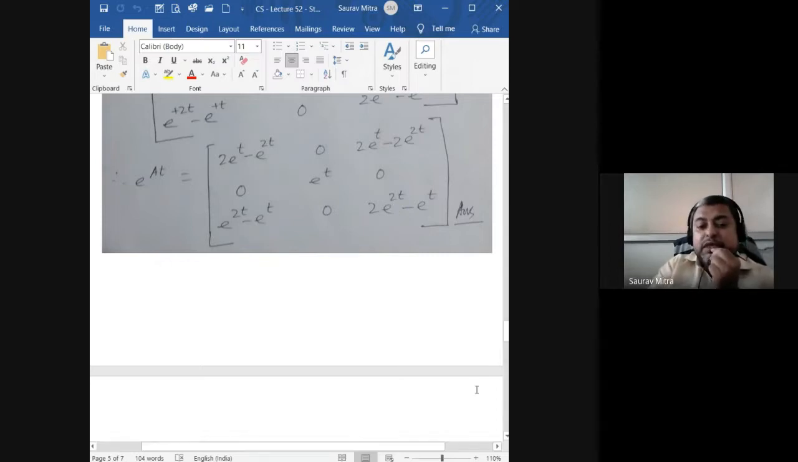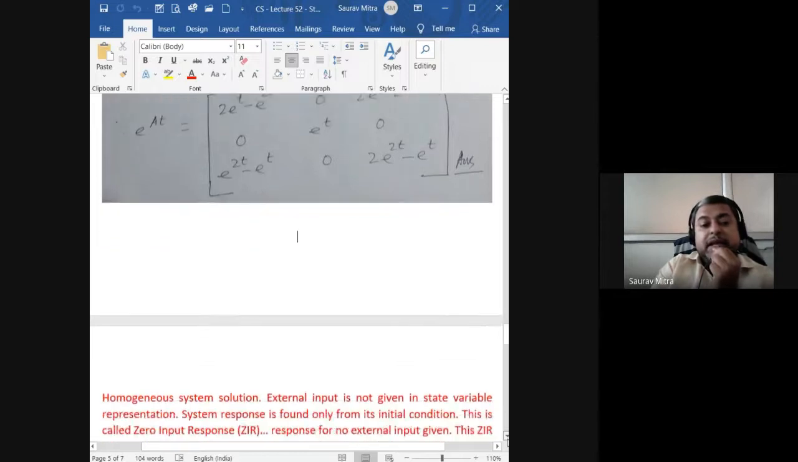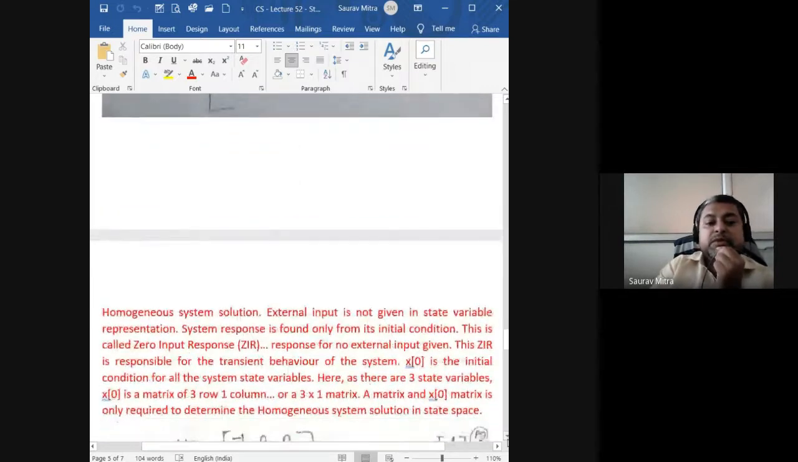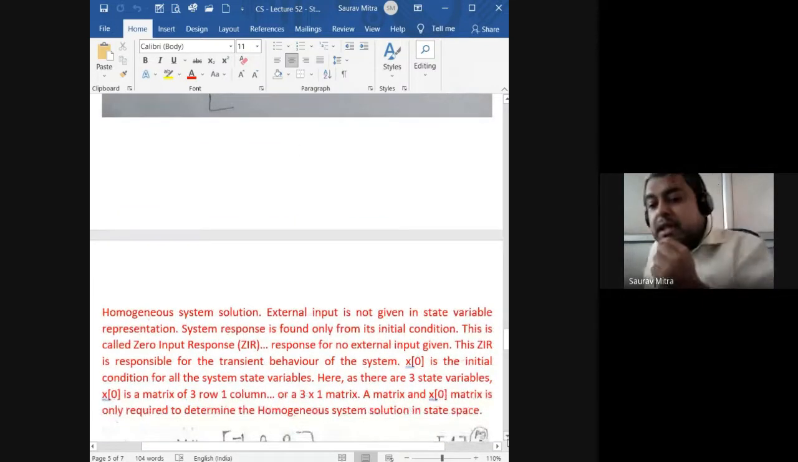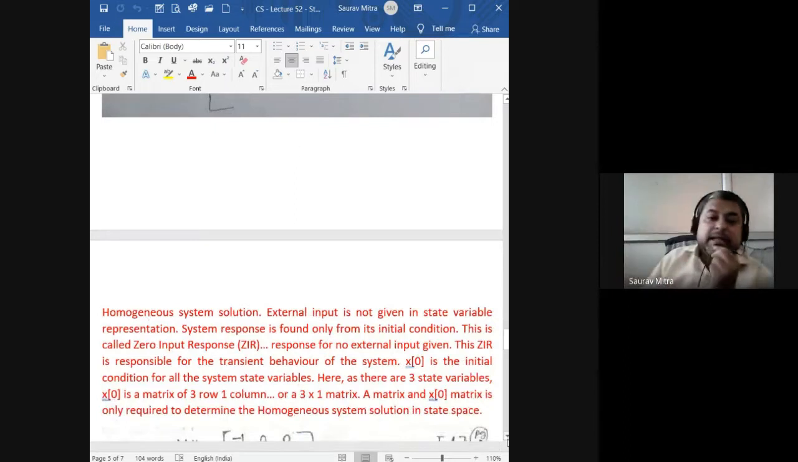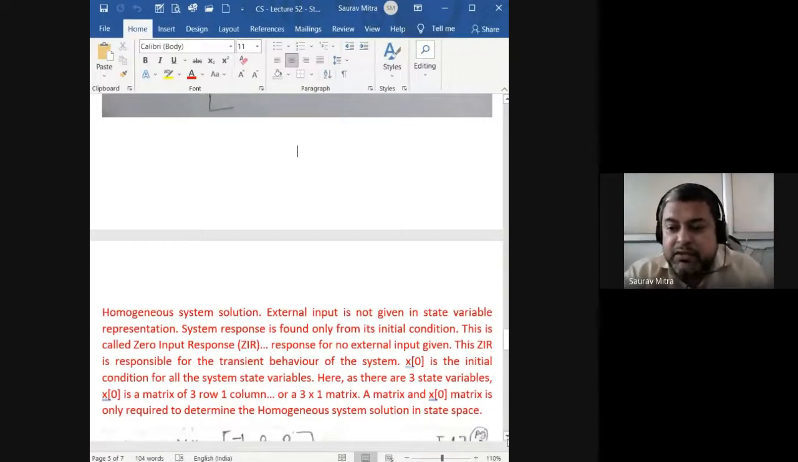Now I am moving to the solution of the homogeneous system equation. Now, what is meant by a homogeneous system? This is one very important topic, and there will be another, that is the non-homogeneous system solution. We don't call it heterogeneous, but we call it non-homogeneous. So, what is a homogeneous system? X dot t is equal to A x t. That is actually a homogeneous system. So, no forcing function is there.